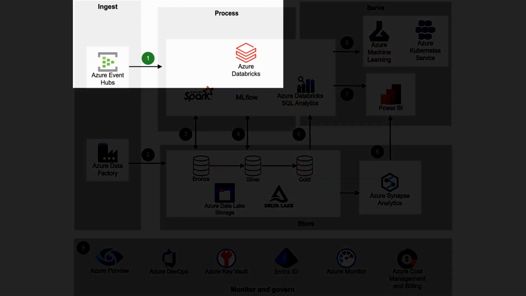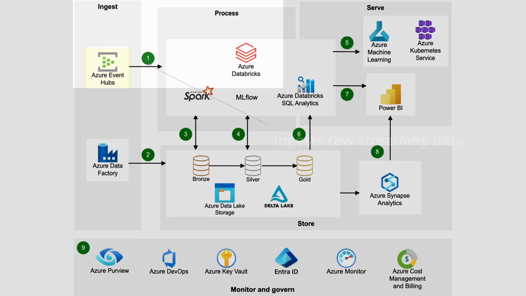The first data flow shows how Azure Databricks ingests raw streaming data from Azure Event Hubs. Azure Databricks is a data analytics platform. Its fully managed Spark clusters process large streams of data from multiple sources. Azure Databricks cleans and transforms unstructured datasets. It combines the processed data with structured data coming from other sources. Event Hubs is a big data streaming platform.